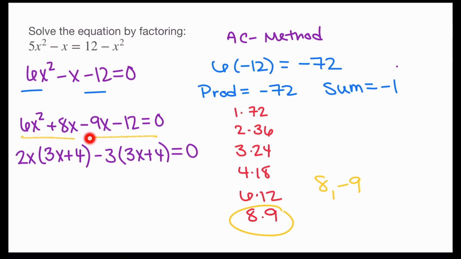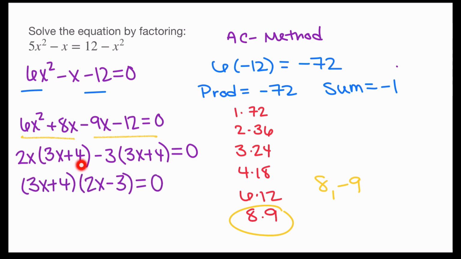Then I look at the second two terms. What do they have in common? I can take out, they're both negative, so I can take out a negative and a 3, and I'm left with 3x plus 4. This method works if you get the same thing in both parentheses. If you don't get the same thing in both parentheses, it means you made a mistake somewhere in the process.